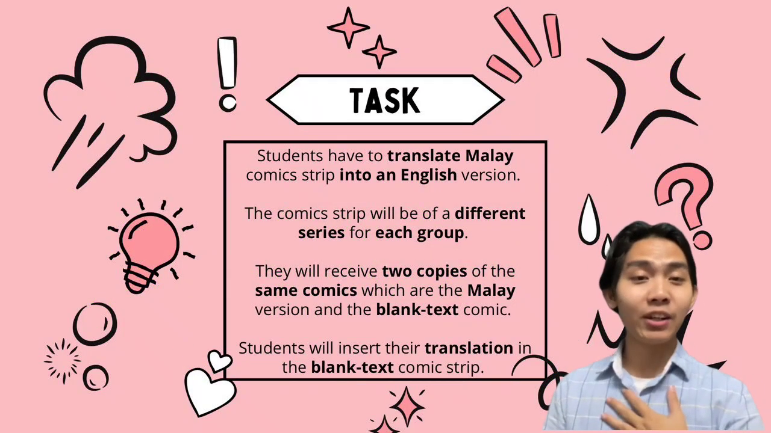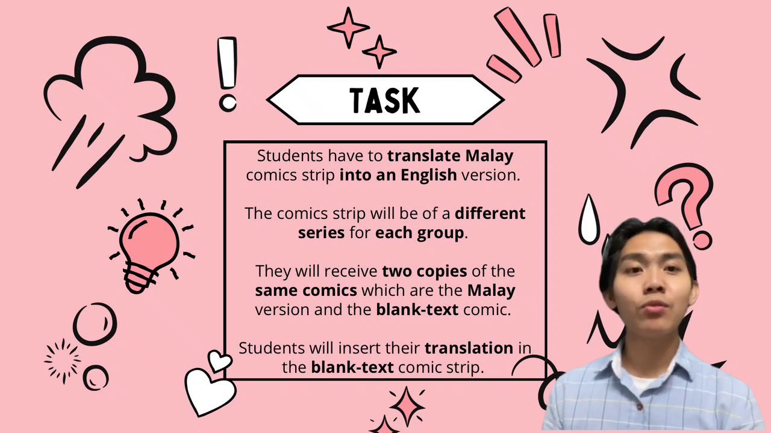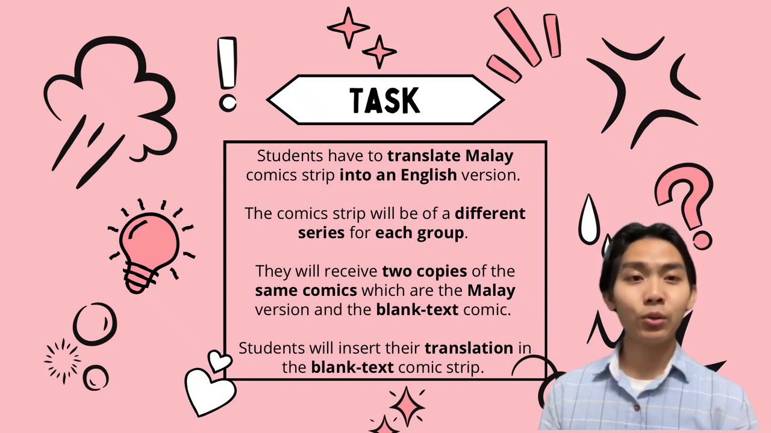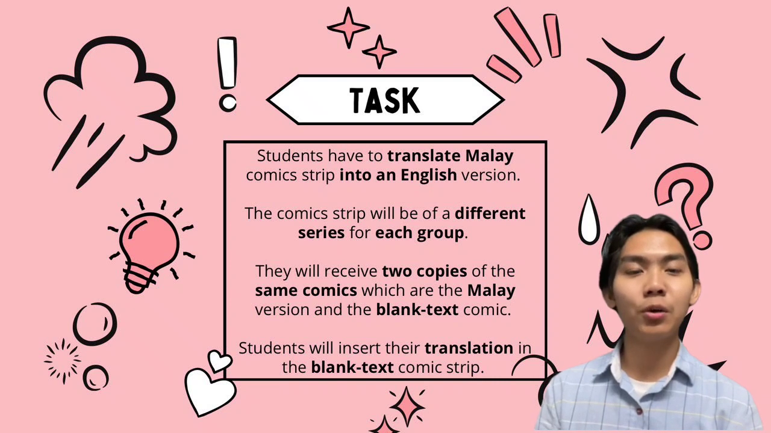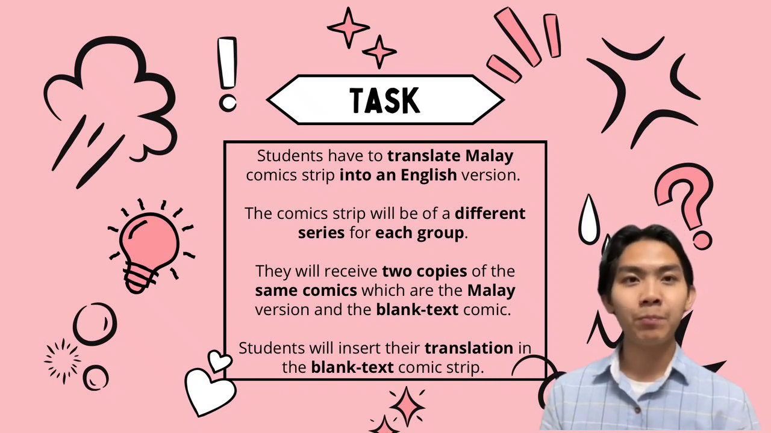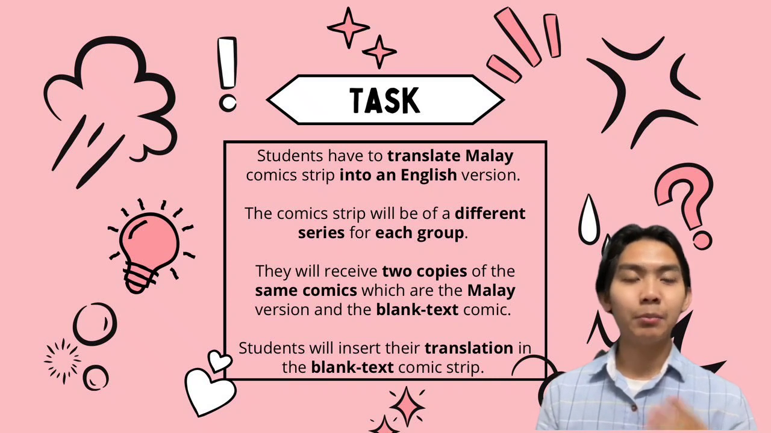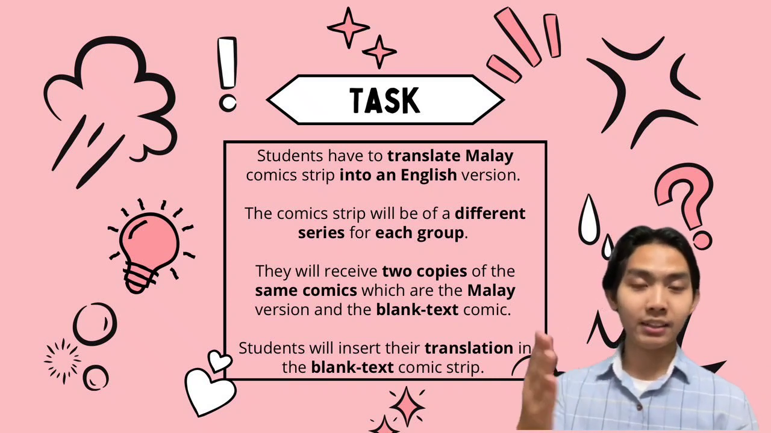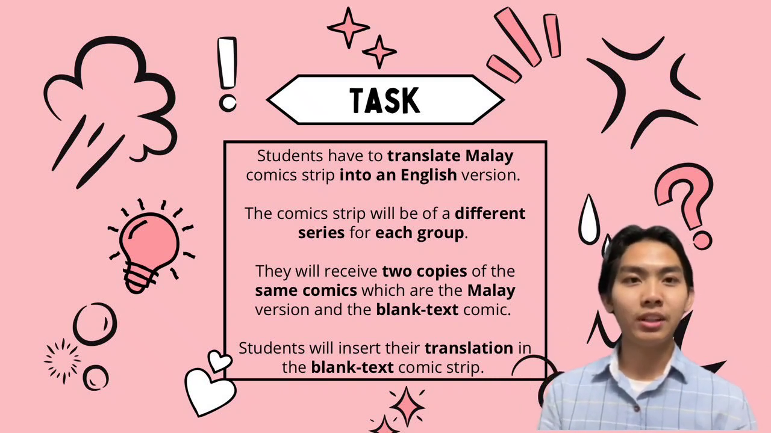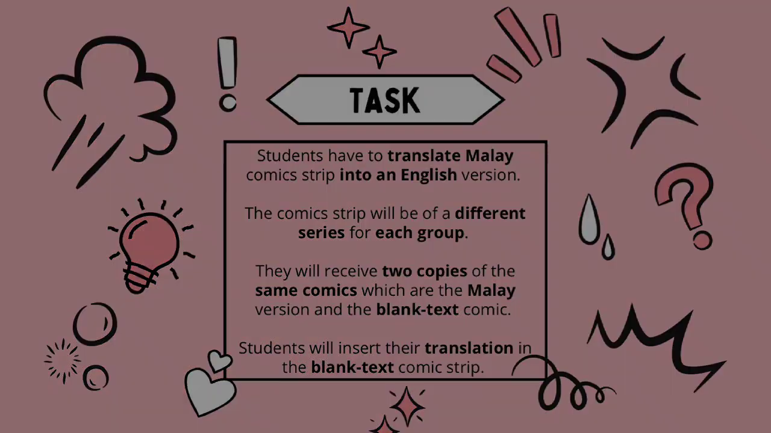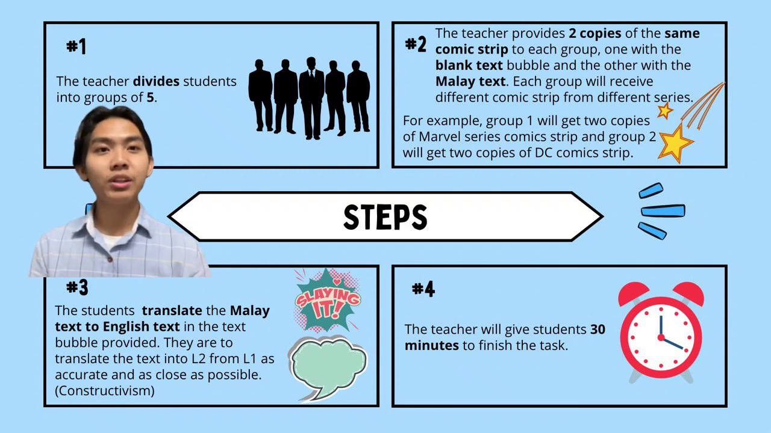Next, I will share an overview of our activity. For this activity, students are required to translate Malay comic strip into an English version. The comic strip will be of a different series for each group. They will receive 2 copies of the same comics, which are the Malay version and the blank text comic. Students will insert their translation in the blank text comic panel. Now, I am going to go through the steps of the activity.